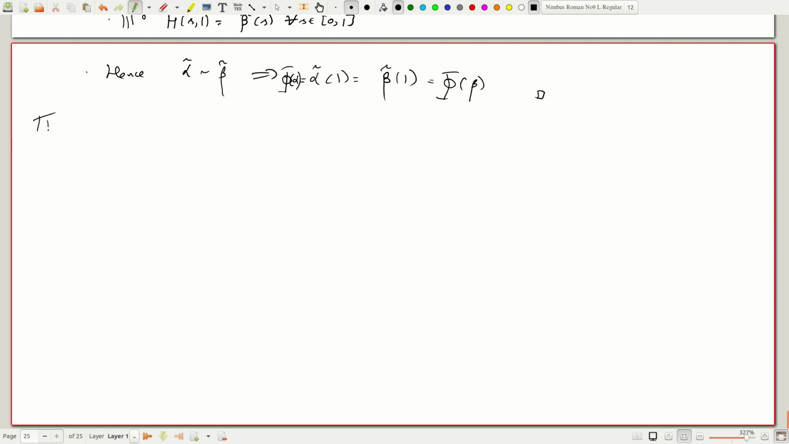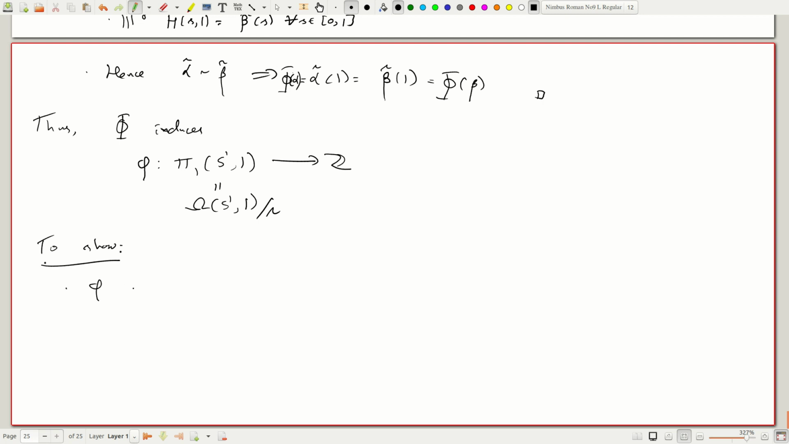So thus we can pass to the quotient. Phi induces a map phi, which maps pi1 of S1, 1, remember, this is Omega of S1, 1 by the same equivalence relation we are considering, to Z. So far so good. This is our map. So far we just know it's a function. We have to show three things. Phi is a homomorphism.